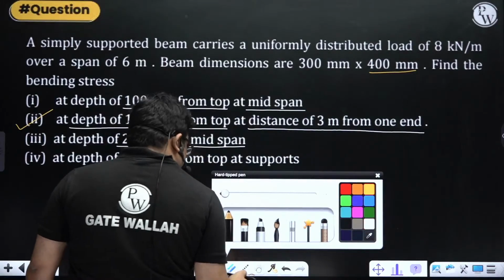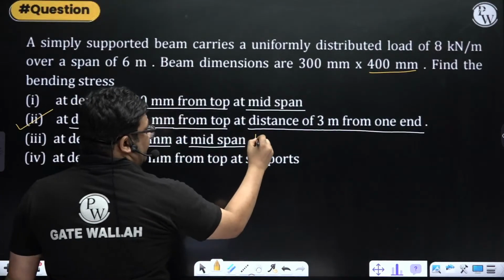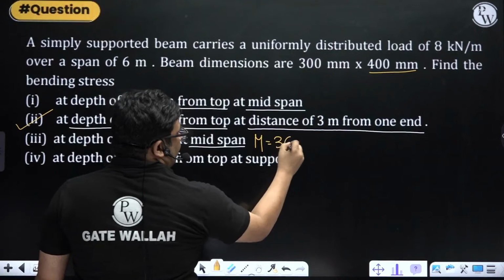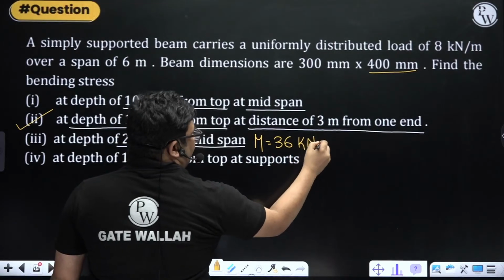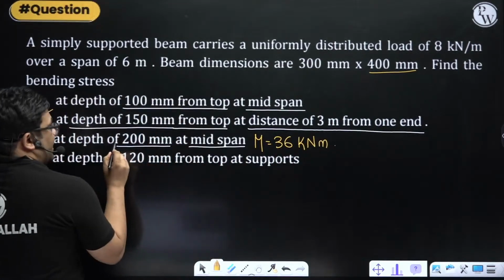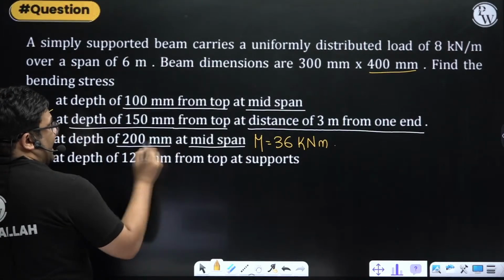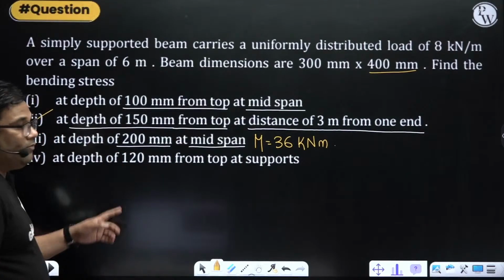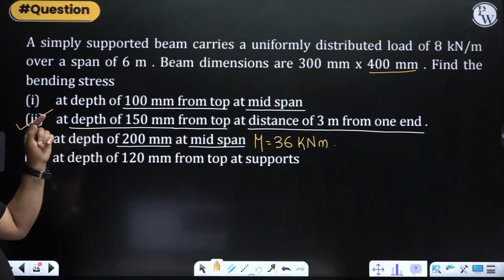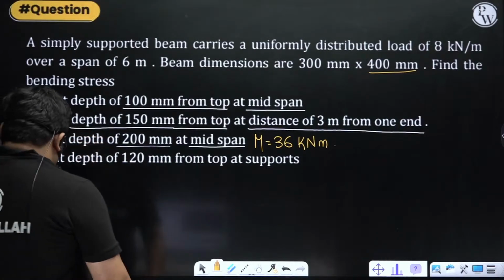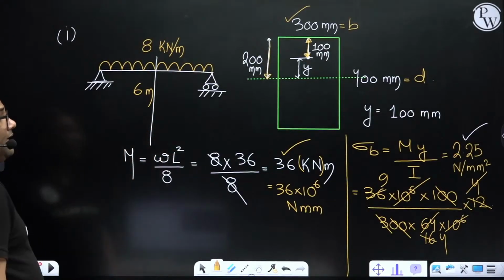Why? See, midspan given means bending moment will be 36 kilonewton meter. Very good. But what is written? Depth of 200 mm. Depth of 200 mm means what? It is at the neutral axis, na?